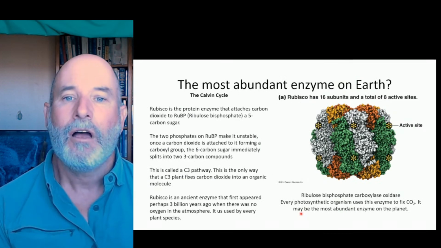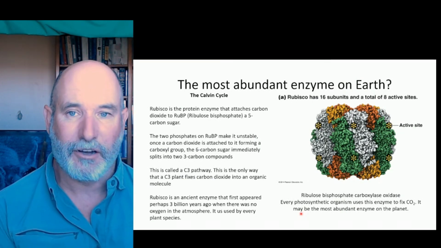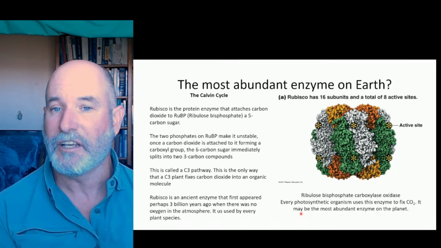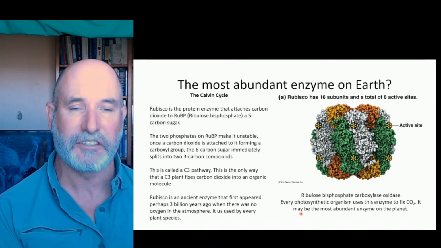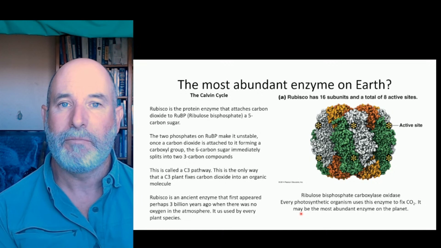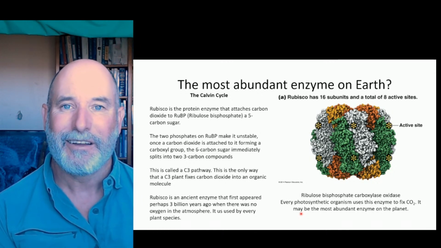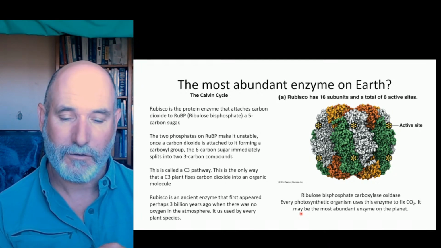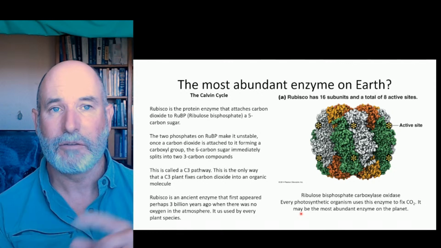Okay. Now, interestingly, we've got this enzyme called Rubisco, and once again it stands for ribulose bisphosphate carboxylase oxygenase. The ase tells you it's an enzyme. The Rubisco part stands for the ribulose bisphosphate, and then it's going to stick either a carboxyl group or an oxygen to it.